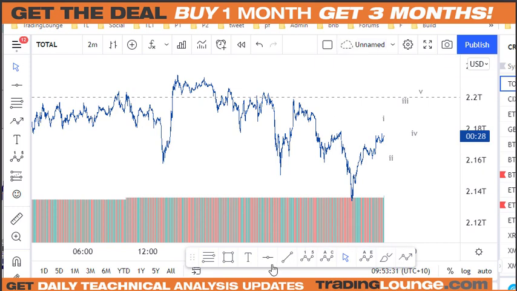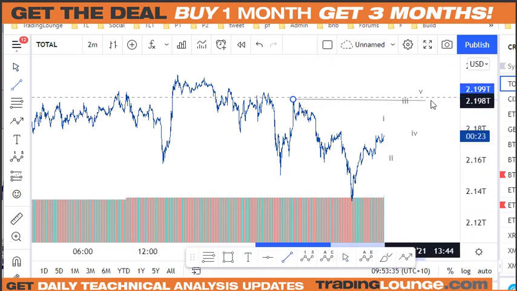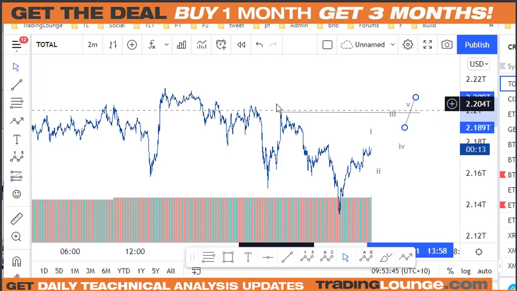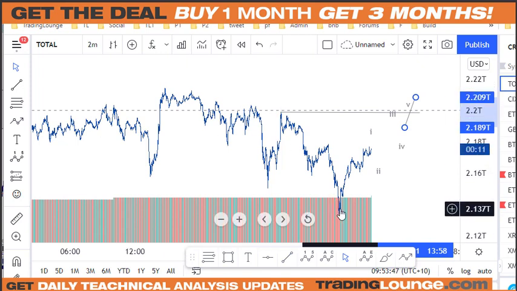So what I could say is that on the bearish side, if the market went above that high here, if it breached that there, then this pattern would become bullish at that point.